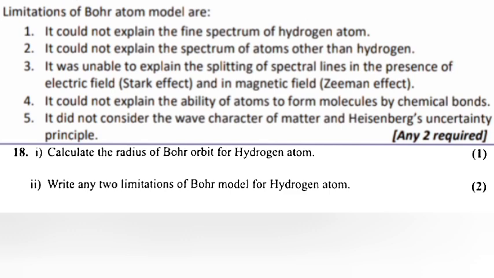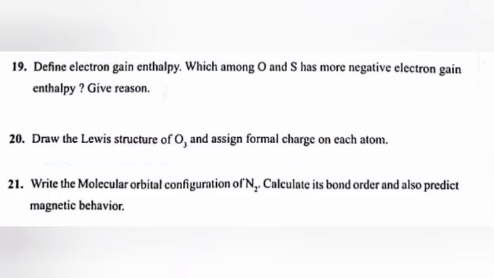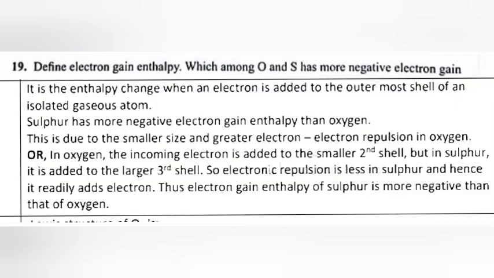Write any two. 19. Define electron gain enthalpy. Which among O and S has more negative electron gain enthalpy? Give reason. Answer: it is the enthalpy change when an electron is added to the outermost shell of an isolated gaseous atom. Sulfur has more negative electron gain enthalpy than oxygen.